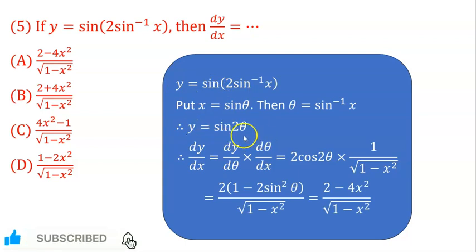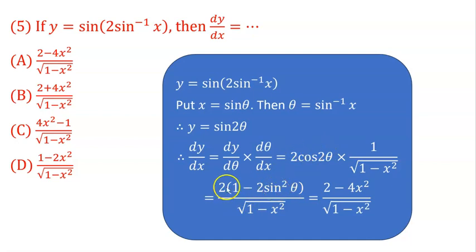Now differentiate this with respect to x. Therefore, with the help of the chain rule, dy by dx is equal to dy by d theta into d theta upon dx. Now the derivative of y is equal to sine of 2 times theta with respect to theta is 2 times cos of 2 theta, into the derivative of theta with respect to x, that is the derivative of sine inverse of x, which is 1 upon under root of 1 minus x square. Now again from trigonometry, the formula for cos of 2 times theta is 1 minus 2 sine square theta.